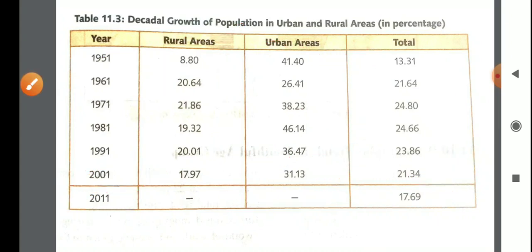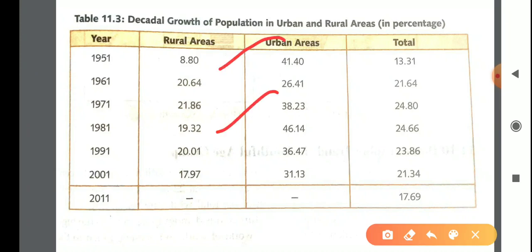Now come to the second half of the chapter. The composition is totally based on the population data. If you have population data in your mind, you can easily write the theoretical part by analyzing the data. Like in this year it was 8%, then it started increasing, like right now in 2001 it is 17.97%, total is this percent. So that is the process of writing the theoretical part of this chapter.